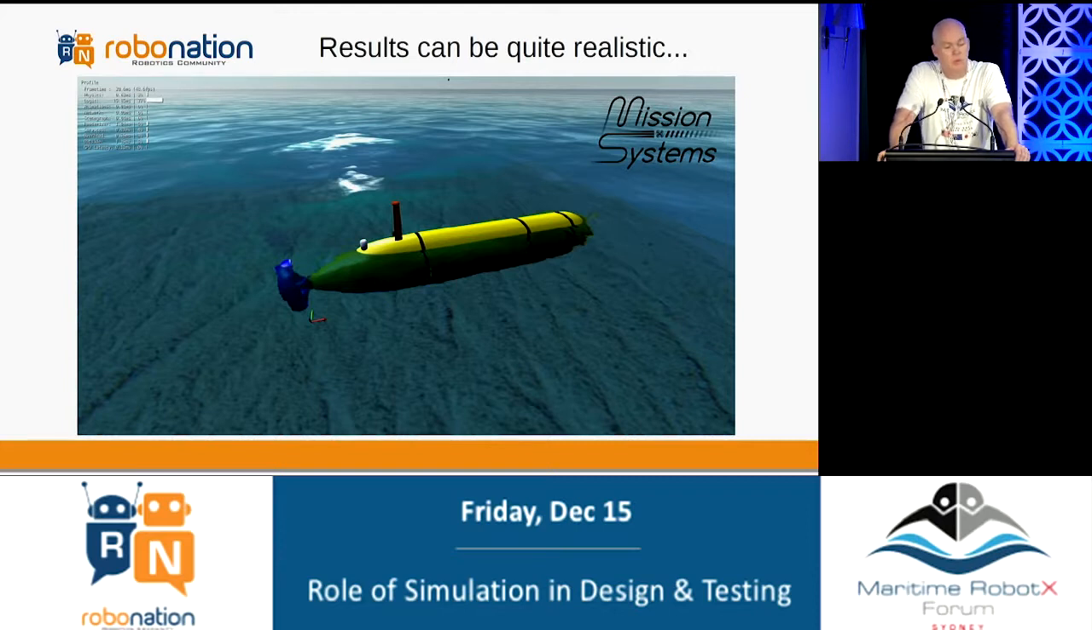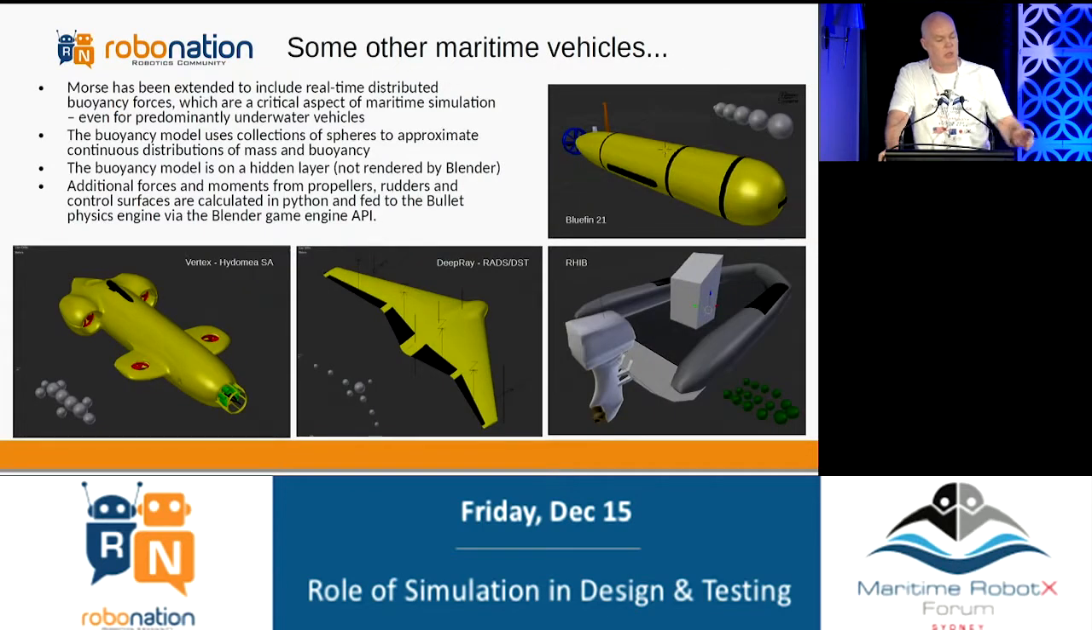The ocean module is a procedural GLSL texture, which can be arranged to have the spectrum corresponding to virtually any sea state. So a very sophisticated simulation.